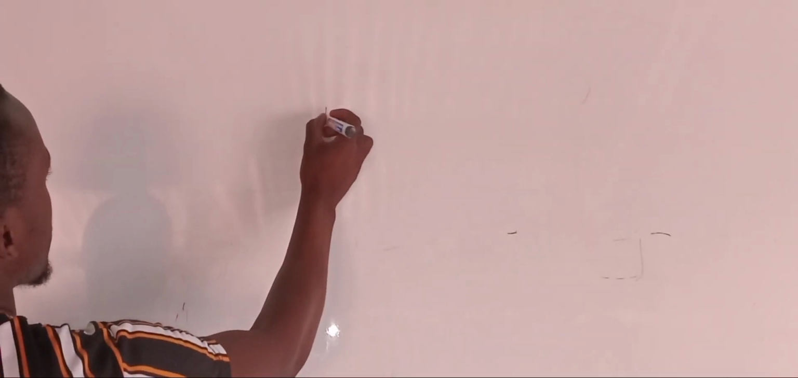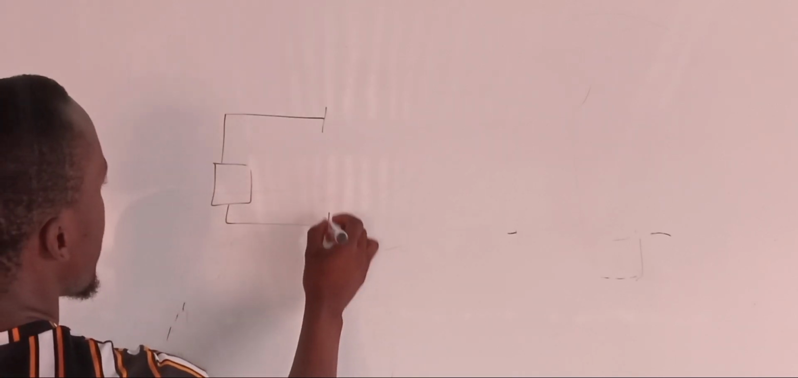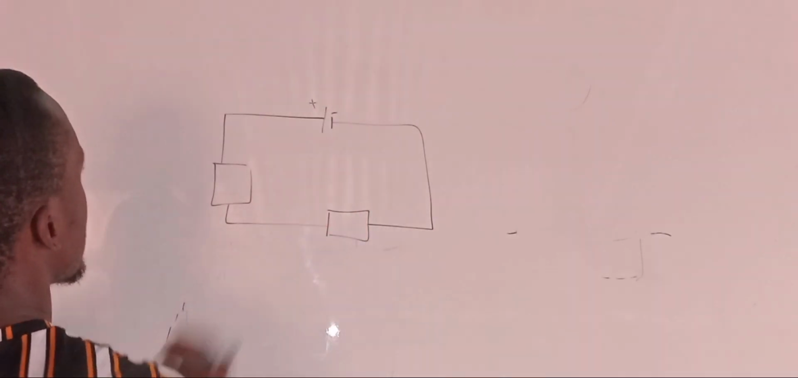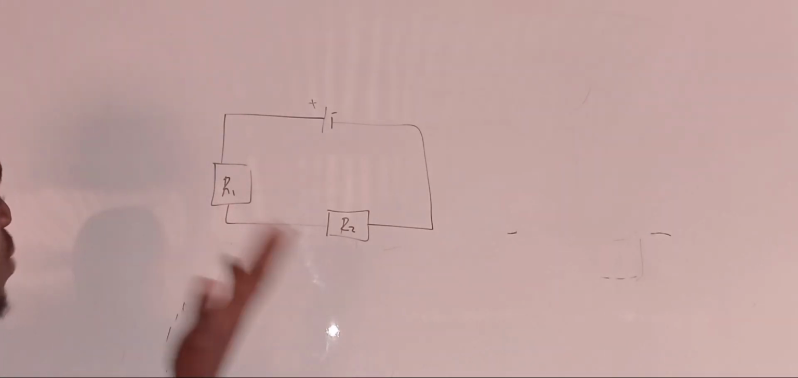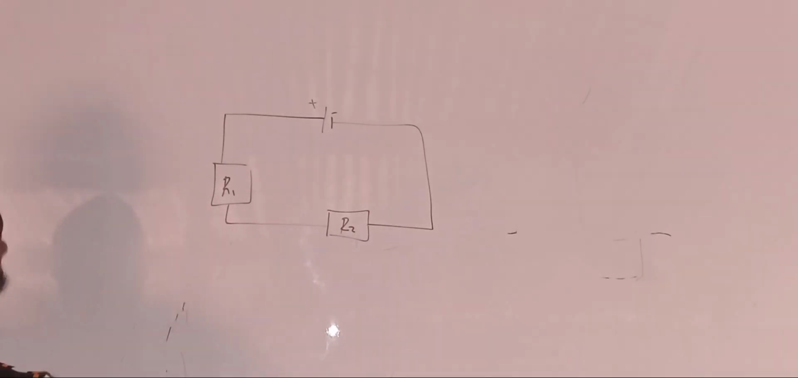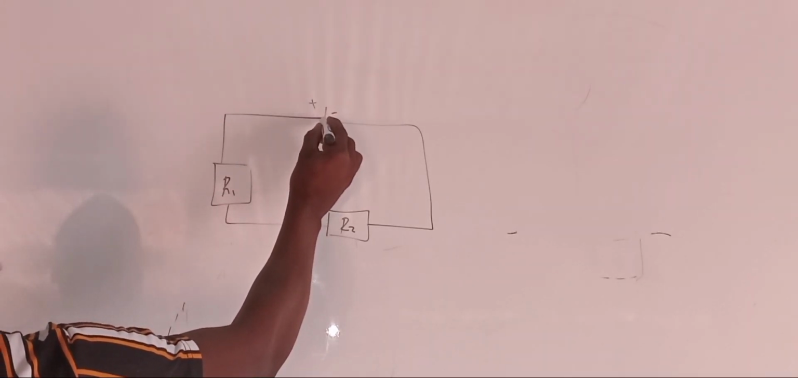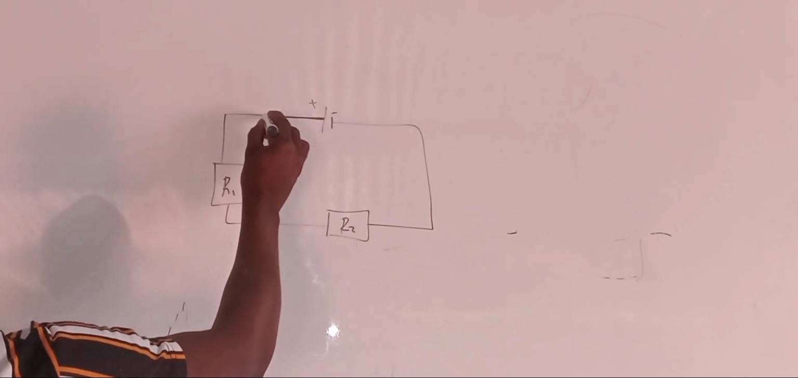Okay, let me draw the second one. Let me say we have this circuit. We have R1 here, and here we are having R2. So you must interpret that circuit diagram, because you cannot calculate anything if you don't know the type of connection. From a positive terminal to a negative terminal, this is the way the current flows. All the time, use this method.